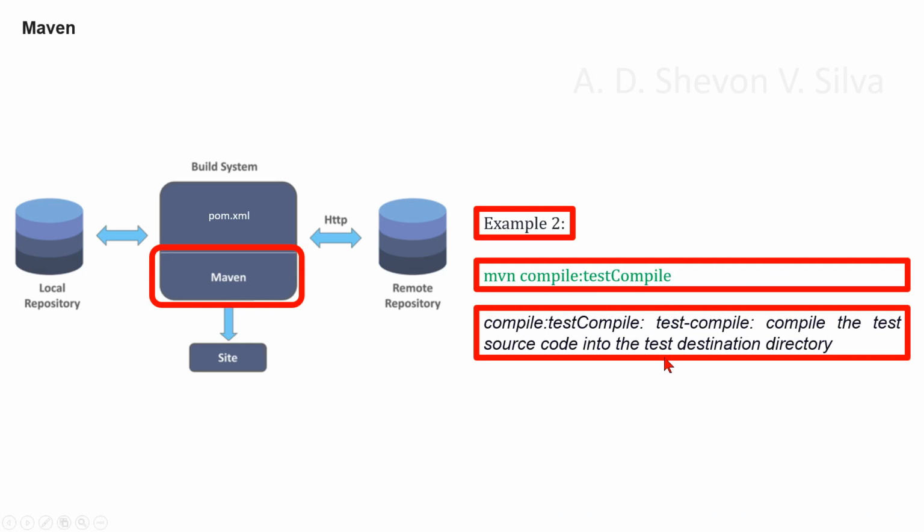As an example 2, we can consider this one, Maven compiler:compile test-compile. This is the compiler plugin, and this is the goal, called test-compile. This compiles the test source code into the test destination directory.